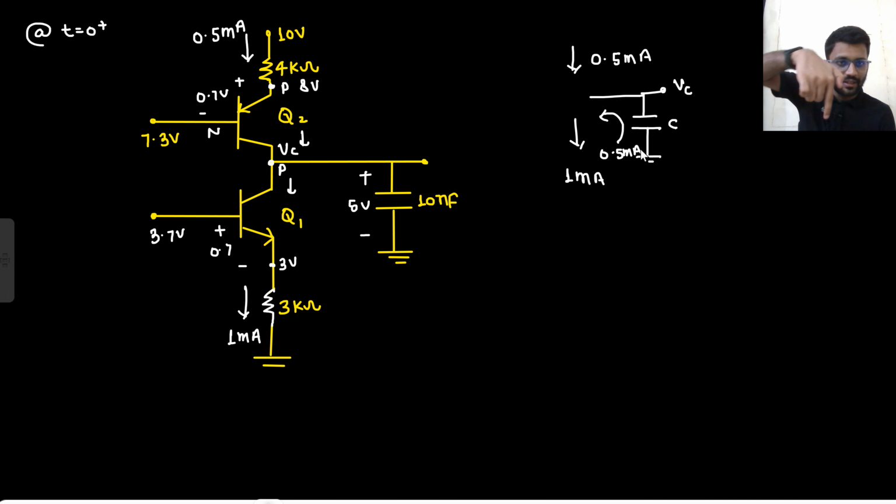0.5 from upward, 1 milliampere is going down. That means 0.5 would be coming from this side. Say yes or no. So what is happening at VC? VC will be charging in this direction from down to up. That means eventually VC potential is going low. Are you getting this point or not?